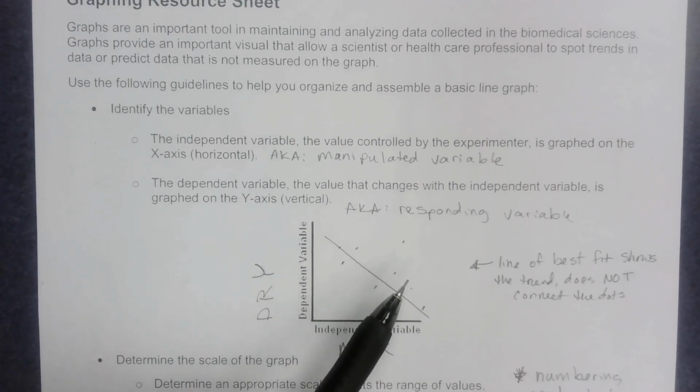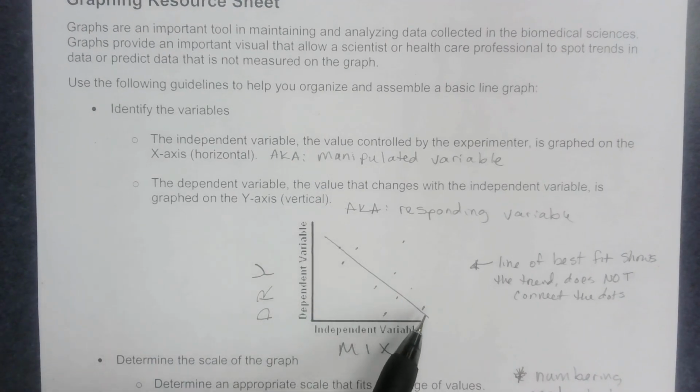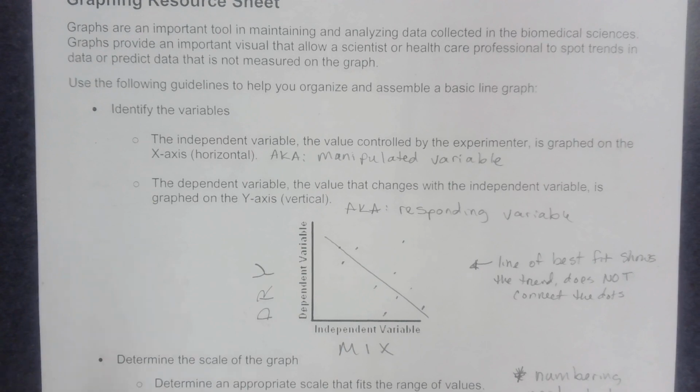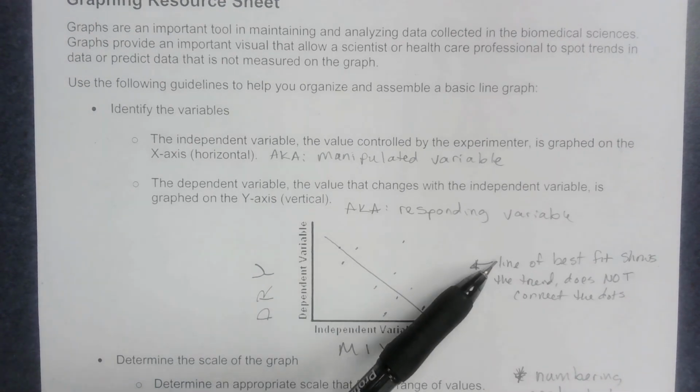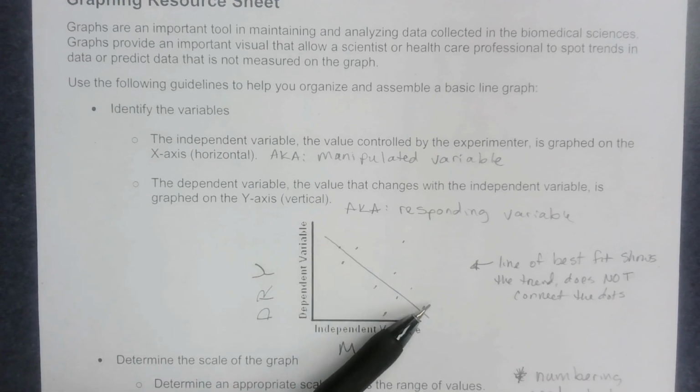So I have plotted some points on here, and I have drawn a line in between those points and not connected them. You've done plenty of line graphs where you connect the points, and in AP Biology, there will be times where you connect the points with a line. A lot of times, however, we have data that we need to use a line of best fit for.